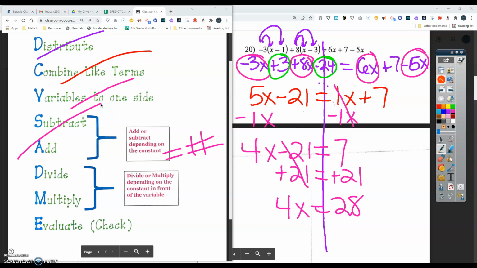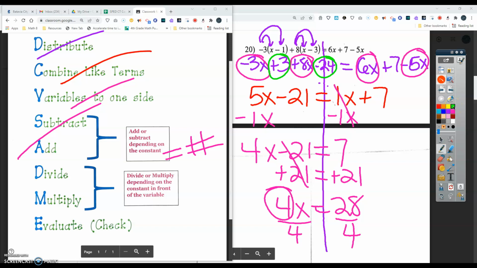Now I'm at divide or multiply, right? I'm looking at the coefficient in front of the variable. That's what I'm doing. I'm looking at the coefficient, the 4. So that's multiplication. The opposite of multiplication is division. So we're going to divide each side by 4. When I say constant, I mean number. The 4 is always going to be known as a coefficient, but that's just vocabulary. Something to know, but not something to concern yourself with.